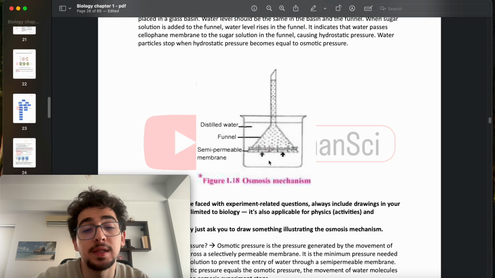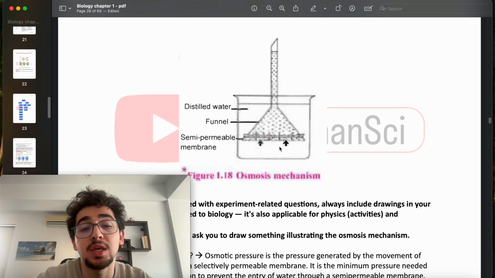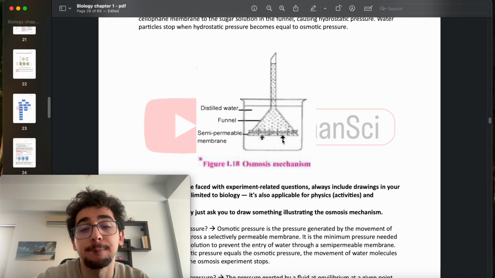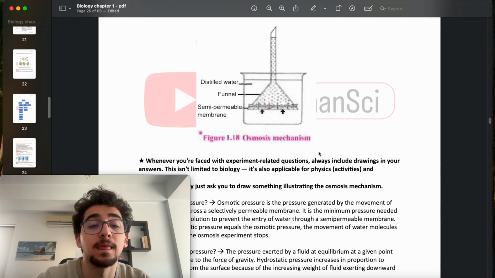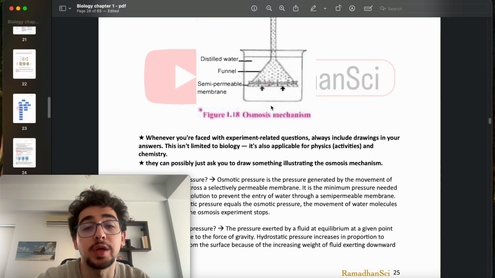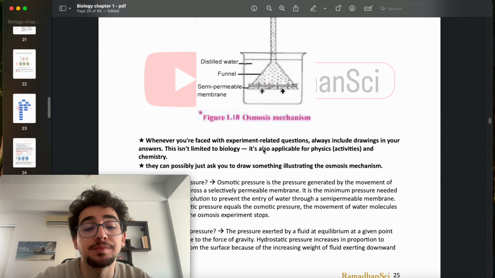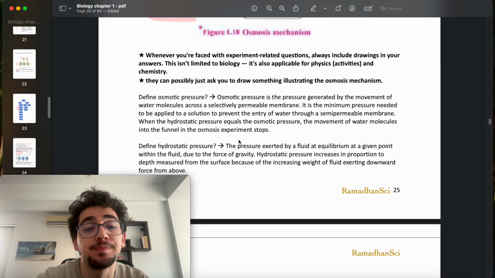So water will typically move to the funnel in order to equalize the water content in both the basin and the funnel. That's it. That's everything about it. Again, do not forget the drawings whenever you have an experiment question.